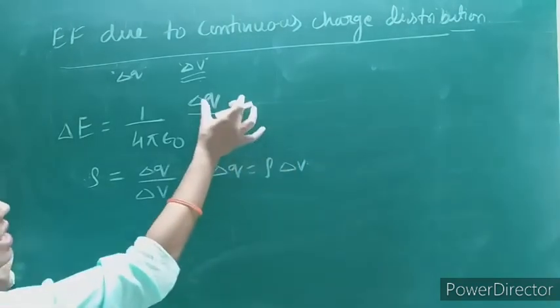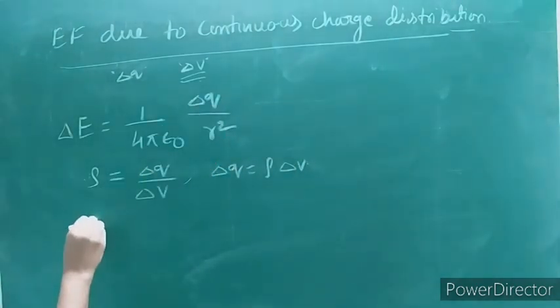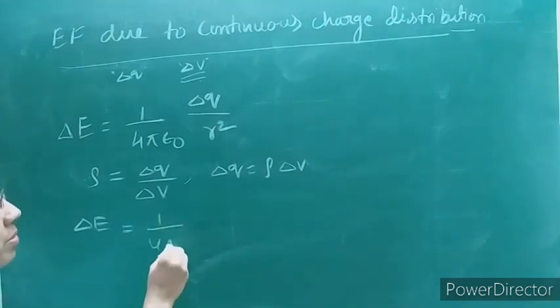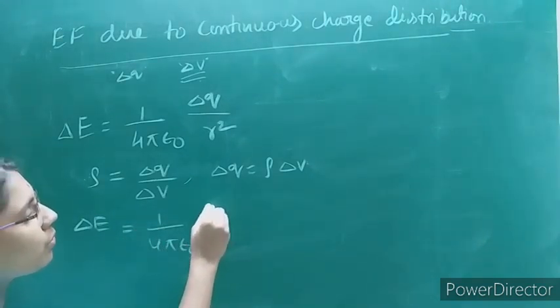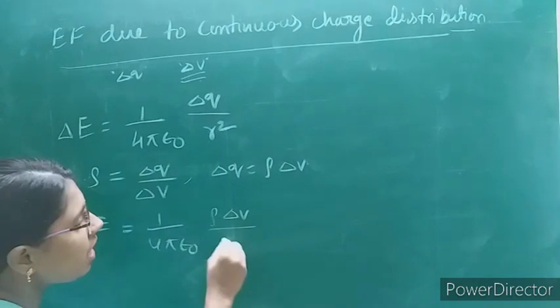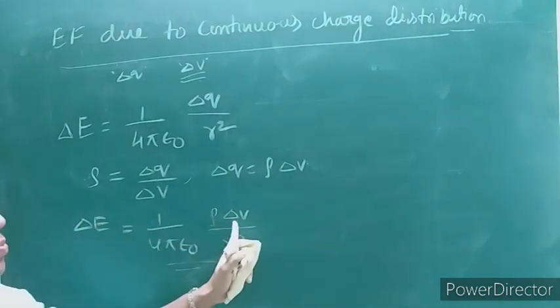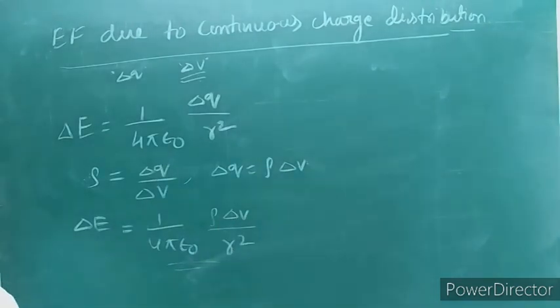Now substitute this value in this equation. So the electric field is given by delta E is equal to 1 by 4 pi epsilon naught into rho delta V divided by R square. This is the expression for the electric field due to a small volume element, that is delta V.